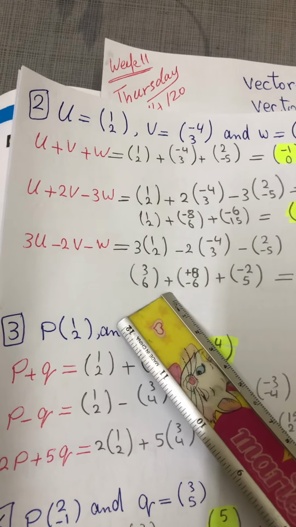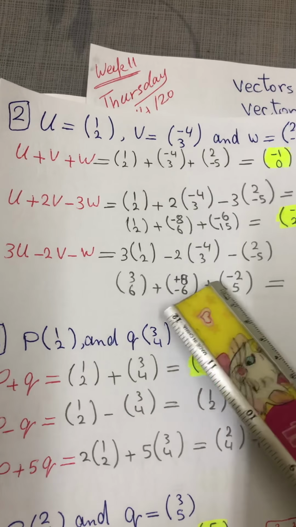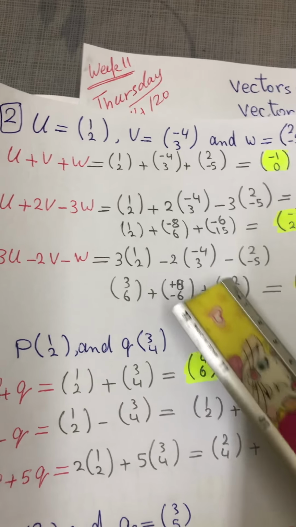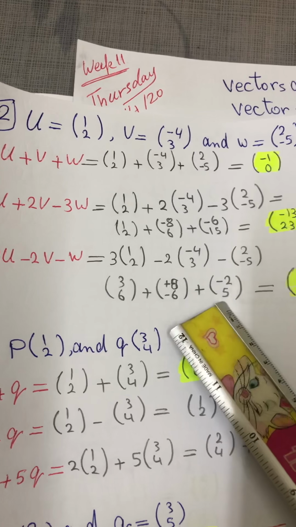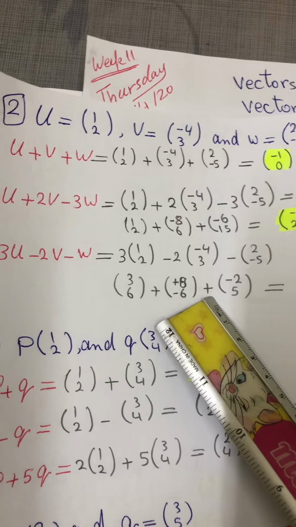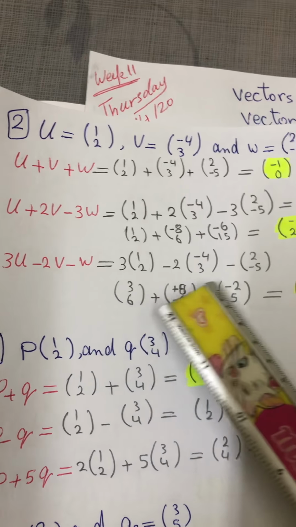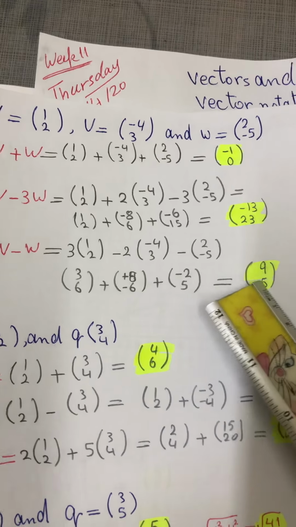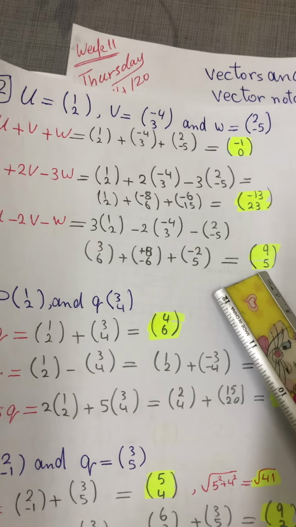And between them addition. Negative 1 multiply 2 equal negative 2. Distribute this negative sign by the vector. Negative 1 multiply negative 5 equal positive 5, and between them plus. Now add 3 plus 8 plus negative 2. 6 plus negative 6 plus 5. So the answer 9 over 5.